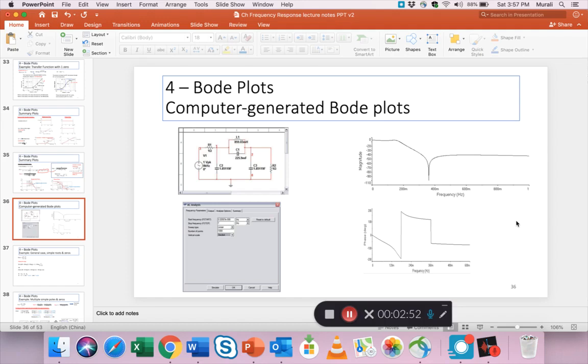So on the top left is a circuit. It is what is called a pi filter, and that filter circuit's frequency response has been plotted, both magnitude in decibels on the top and phase on the bottom, and you can see what it looks like for a complex circuit. We will certainly not try to do anything this complex manually, right?